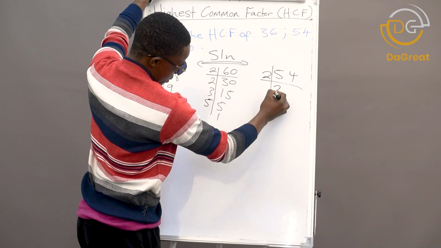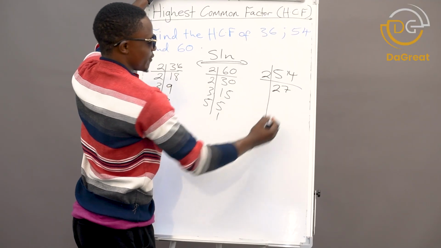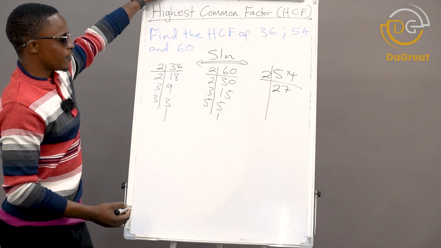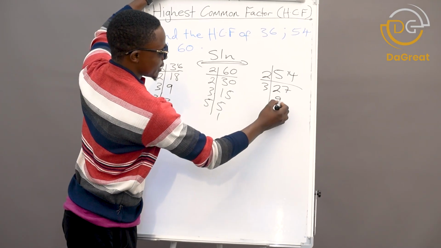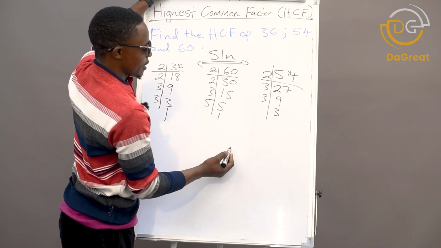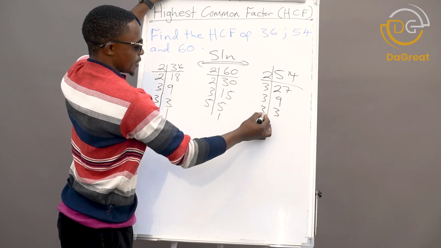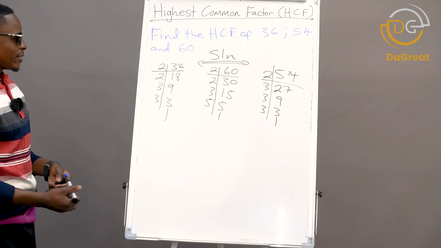2 into 54 is 27. Then the smallest prime factor of 27 is 3. 3 into 27 is 9. The smallest prime factor of 9 is 3. 3 into 9 is 3. Smallest prime factor of 3 is 3. 3 into 3, 1. We have expressed our numbers as product of their prime factors.